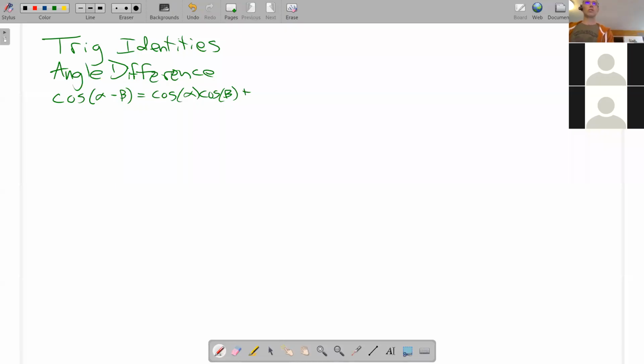All right, so trig identities for this week. This is section 7.2, angle difference formula. Cosine of the difference of two angles, alpha minus beta, is cosine of alpha times cosine of beta plus sine of alpha cosine of beta. It's a similar one for the sine.